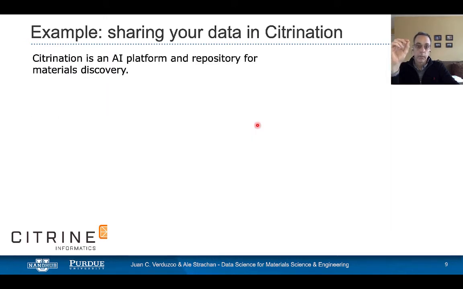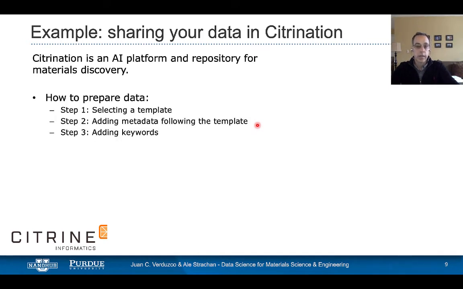So let's jump into an example, and let's say you're convinced and you want to share your data with the community. One platform that allows you to do that is called Citrination. It's by a company called Citrine Informatics. It's a repository, but they also have a lot of artificial intelligence and machine learning tools to work with the data.